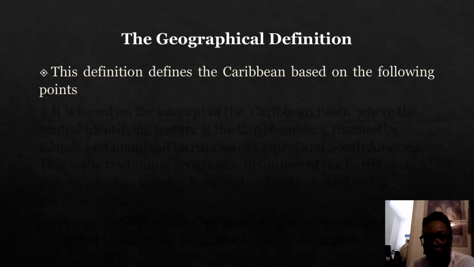We're going to define the Caribbean geographically. All right, so we're going to use the geographical definition. I just want to say very early that all the definitions have their strong points, but they also have weak points, in the sense that by themselves they cannot completely define the Caribbean. We have to take all of them together or parts of them to give a full description or definition of the Caribbean. By themselves they have strong points and they also have weaknesses.